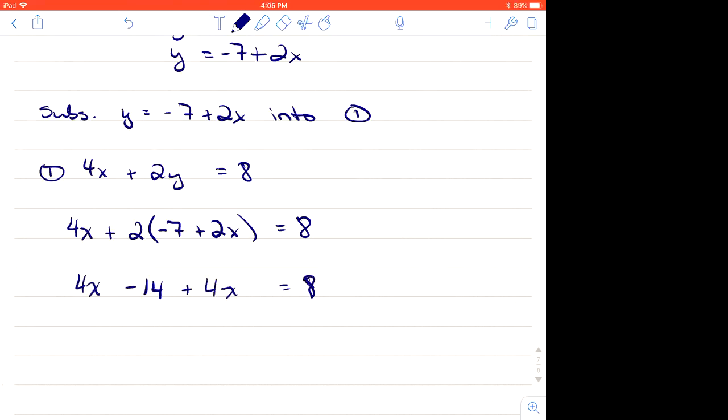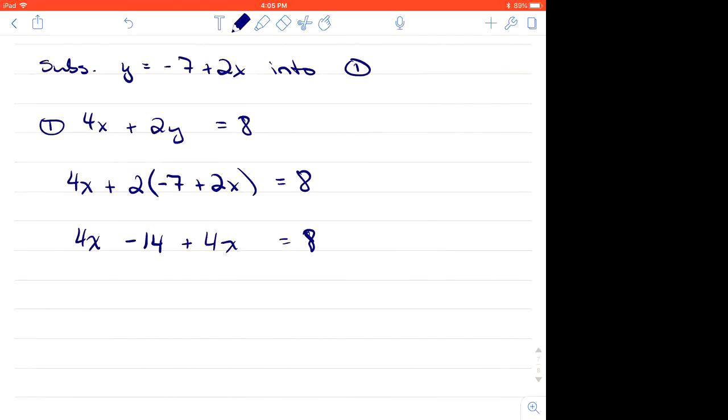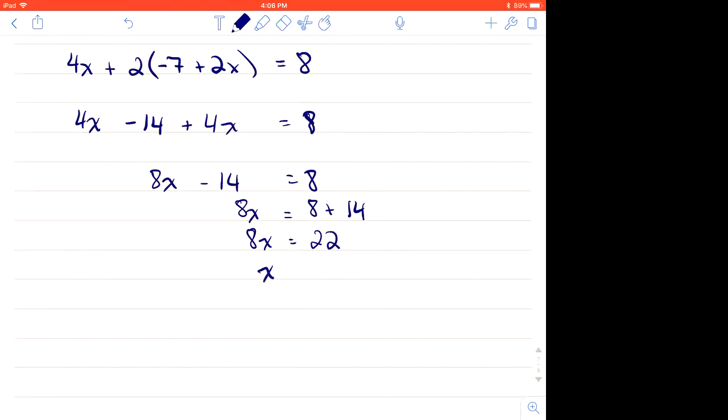Okay. We can combine like terms here. We have 4x plus 4x, putting us at 8x, perfect, minus 14 is 8. Remember, the goal is to solve for x, so we want to get x on its own. So I'm going to move the 14 to the other side, so I get 8x is 8 plus 14. So 8x is what? 22. So x is 22 over 8.